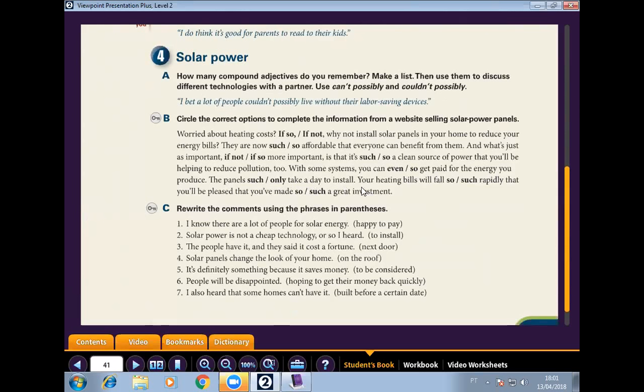Your heating bills will fall so rapidly that you'll be pleased that you've made such a great investment. Very good. Remember the article a, such a great investment. So the correct one is such. Okay?